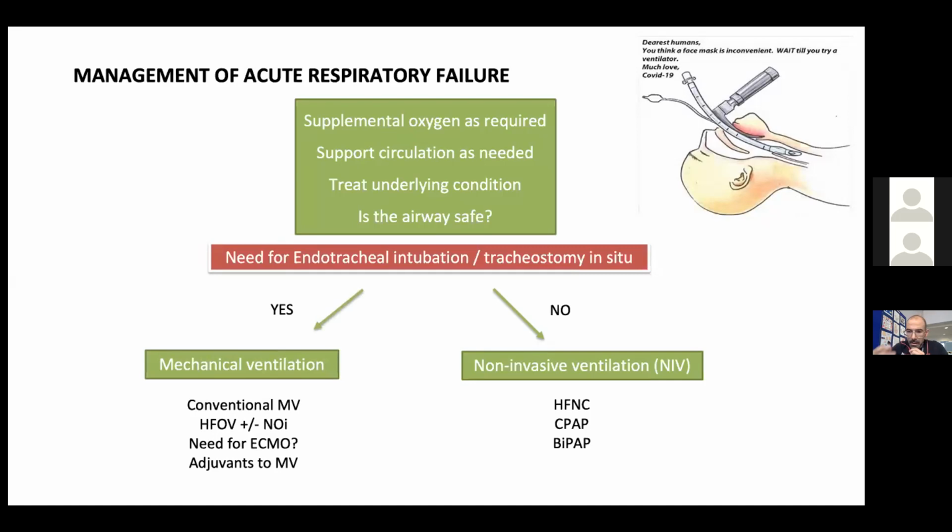If the child is in impending respiratory failure or respiratory arrest, or we definitely need to protect the airway because the neurological condition is really poor, then we will need to go through mechanical ventilation. Most probably we will use non-conventional modes of ventilation, whether pressure or volume. We can use adjuvants of mechanical ventilation like nitric oxide.